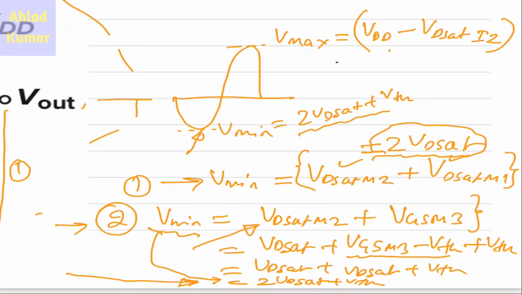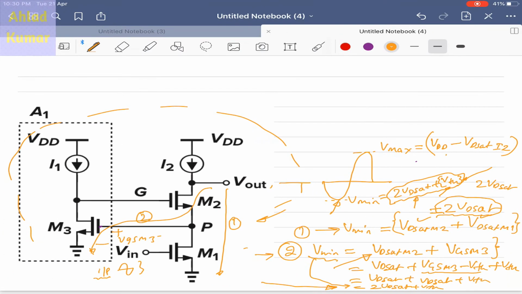And this is not good because we want the minimum voltage to be 2 VD sat and we do not want VTH here. If we can come up with some topology which can remove this VTH, then it will be good for us. So ideally we want 2 VD sat, but for this particular topology we have 2 VD sat plus VTH, which is again the demerit of this particular circuit.